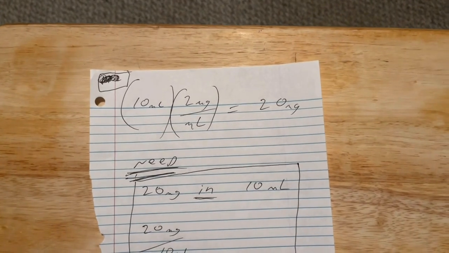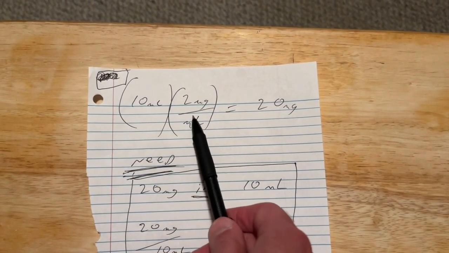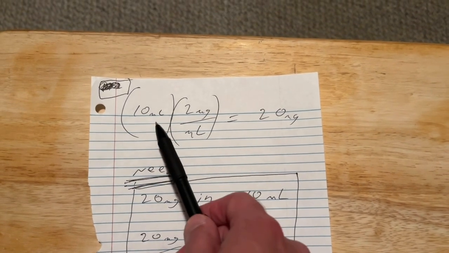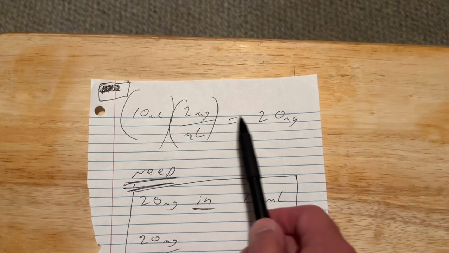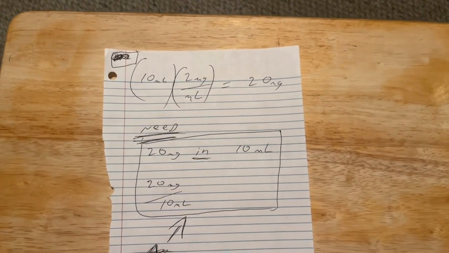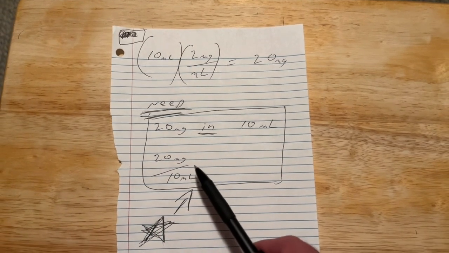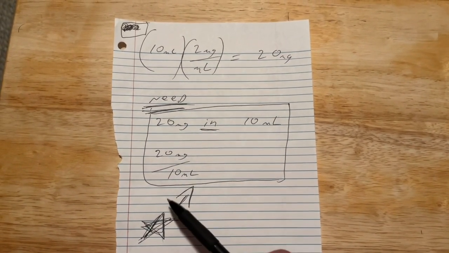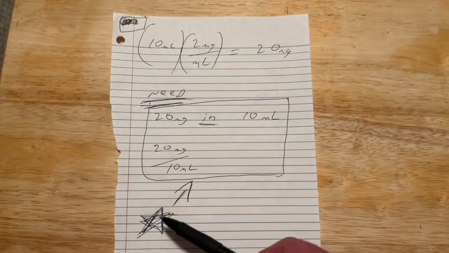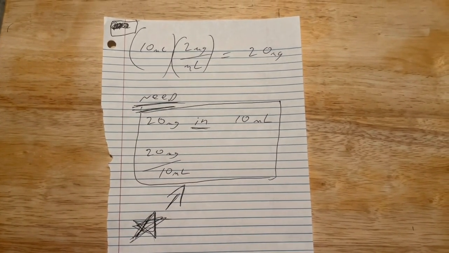So this is what we need. First step, find out how many milligrams you need. That's our volume, that's our concentration. Milliliters will cancel. 10 times 2 is 20. That means we need 20 milligrams. We need 20 milligrams in 10 milliliters of water. You could say 20 per 10. Draw a box around that and star it because that's important. I'll use this in a couple of minutes.